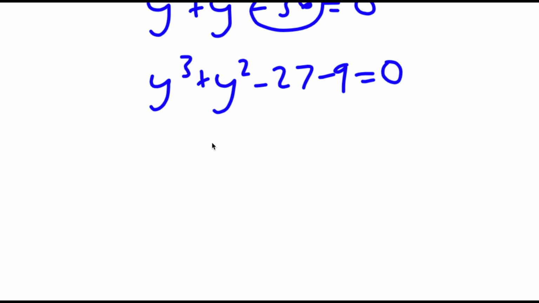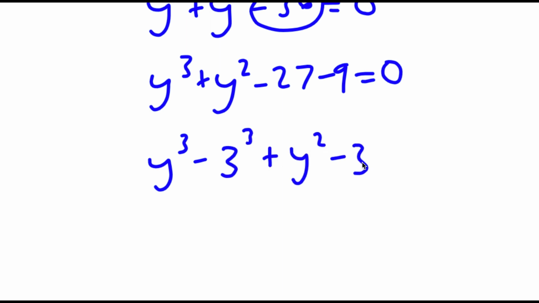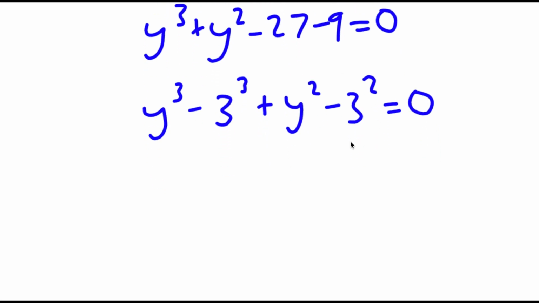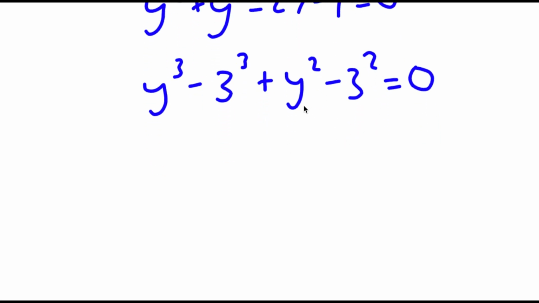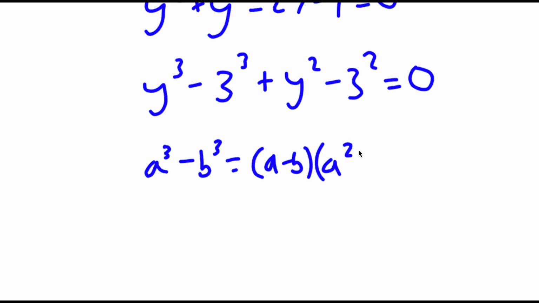And now I can rewrite this as y to the power of 3 minus 3 to the power of 3 plus y squared minus 3 squared is equal to 0. So if I have something in the form a to the power of 3 minus b to the power of 3, this is equal to a minus b times a squared plus ab plus b squared.